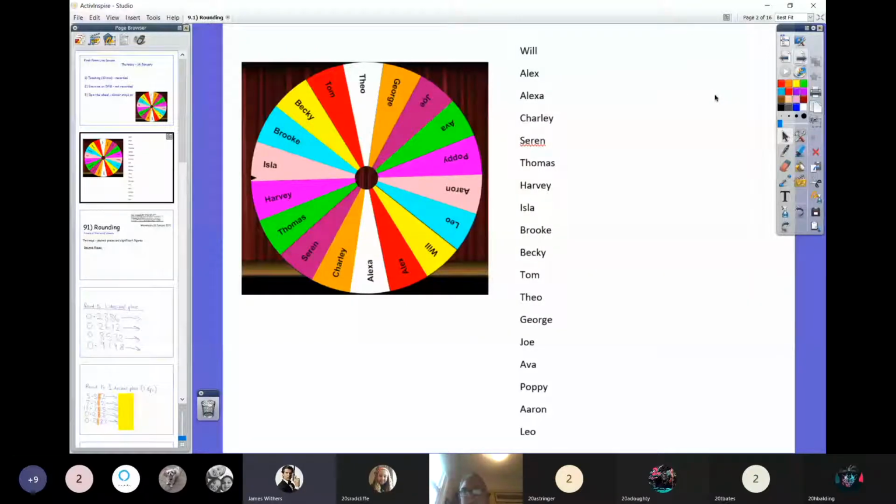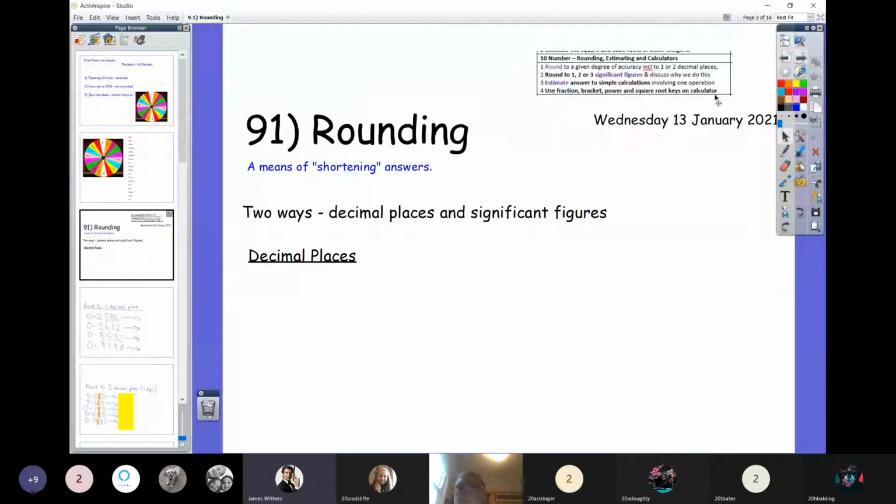So today's lesson, we are looking at rounding, okay? Rounding is where we shorten the answers. If you've got very, very long answers, you just round them so you're getting it pretty much correct. It's not quite precise, but it's precise enough for our needs.